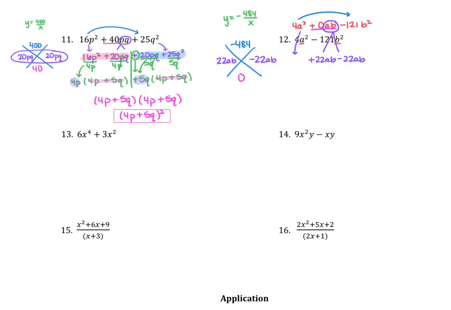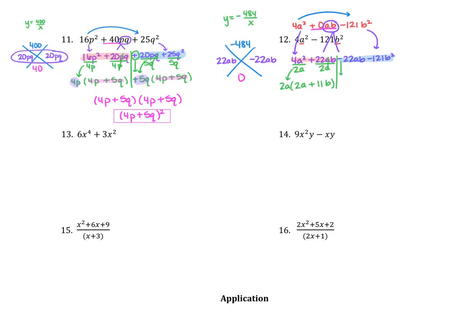Bring down my first term, 4a squared, bring down my last term, negative 121b squared. Split my expression into two, so I group the first two and the last two. Looking at the first two, I can see that 4 and 22 have a 2 in common, and they also both share an a. That's going to come out in front of my parentheses, and I'm going to divide. 4 divided by 2 gives me 2, and if I take an a out, I would be left with a. 22 divided by 2 gives me 11, and if I take an a out, I'm left with a b.